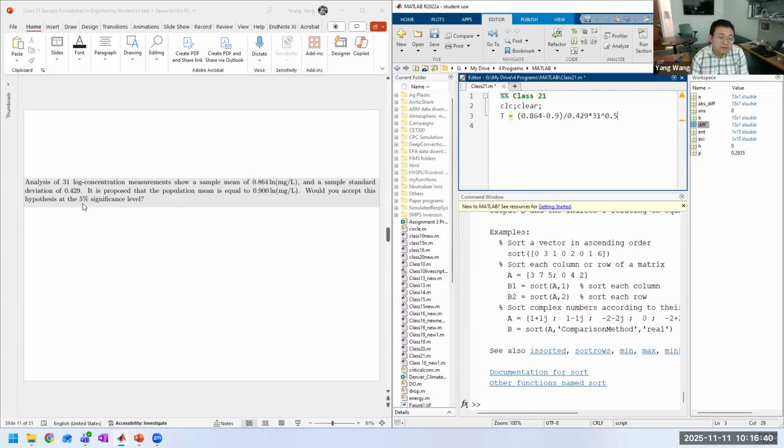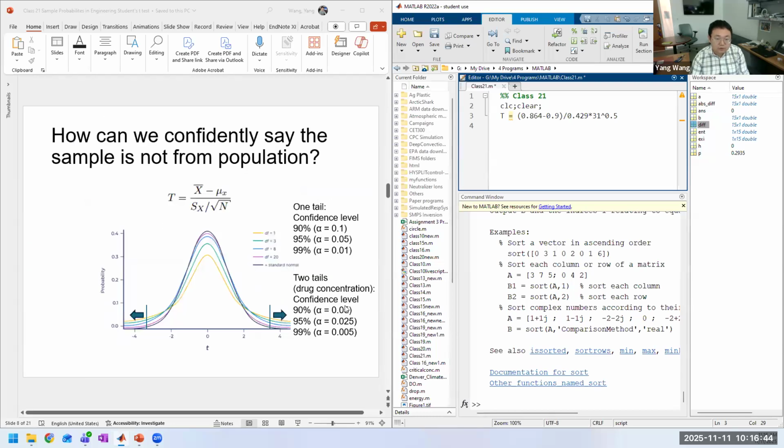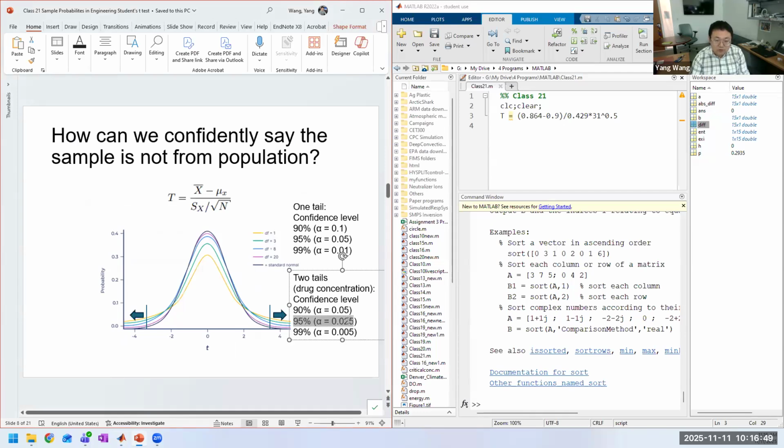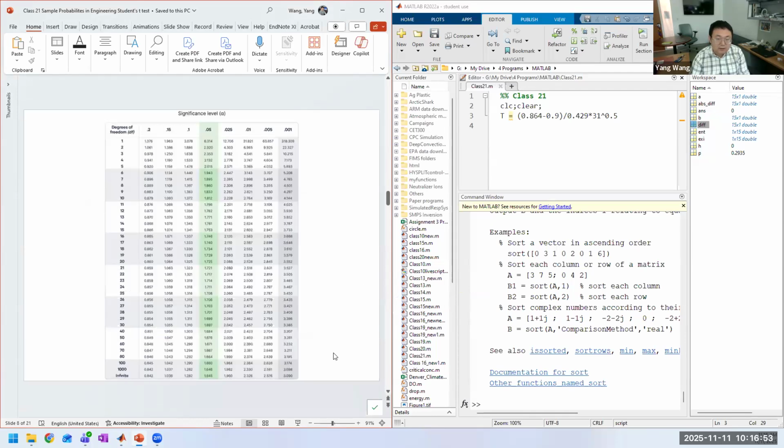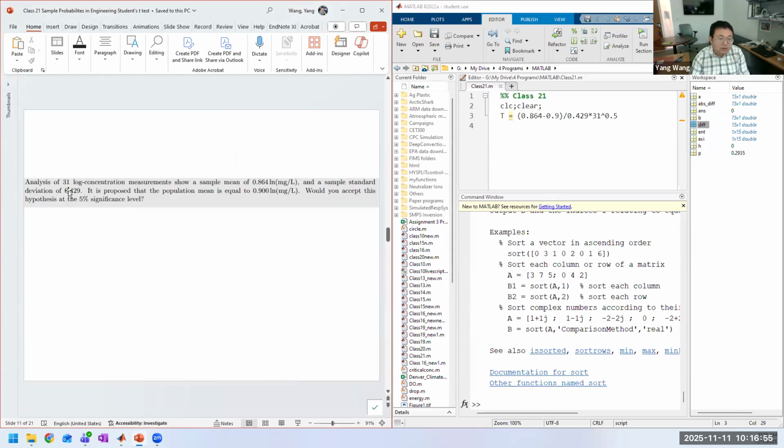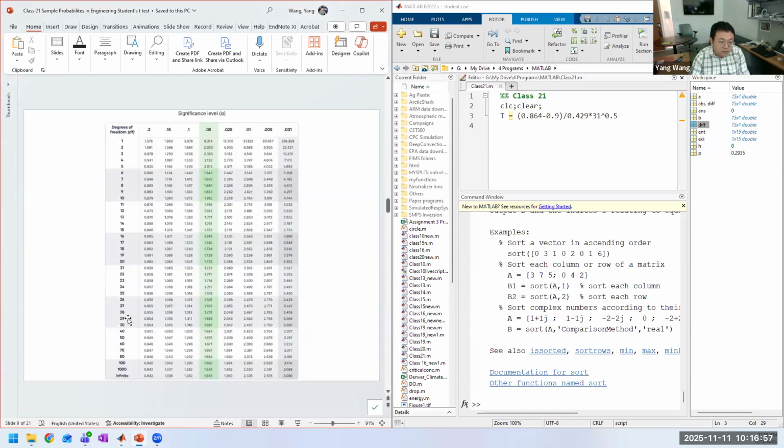at the 5% significance level, right? So 95% confidence level, and we're going to do a two-tailed test, right? For a two-tailed test, alpha is going to be 0.025. And then we said that there were 31 samples, right? 31 samples, so the degrees of freedom is going to be 30. At 0.025, it turns out that the critical t-value is 2.042.